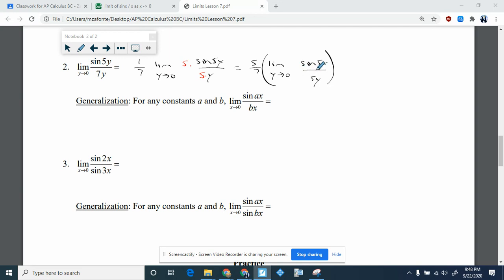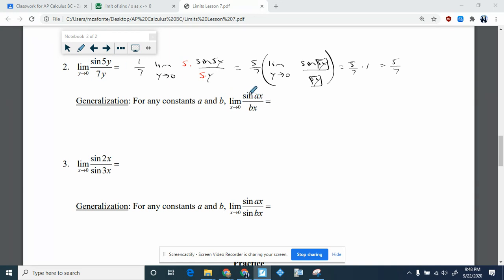This limit, I should know, is going to be 1, right? Limit of sine box over box as box is driven to 0. That's going to be 1. So you get 5/7 times 1, so it's 5/7. Again, no real need to show work like this. I love this for note flow, but maybe you can see the pattern, right?